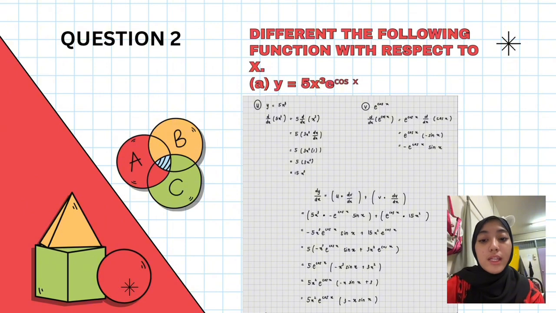Simplify and it will be negative 5x cubed e to the power cos x sin x plus 15x squared e to the power of cos x. Next, factor out the common terms 5x squared e to the power cos x. So it will equal 5x squared e to the power of cos x times (3 minus x sin x). So the final answer is dy/dx equals 5x squared e to the power of cos x times (3 minus x sin x). So that's the differentiation using the product rule and chain rule together.